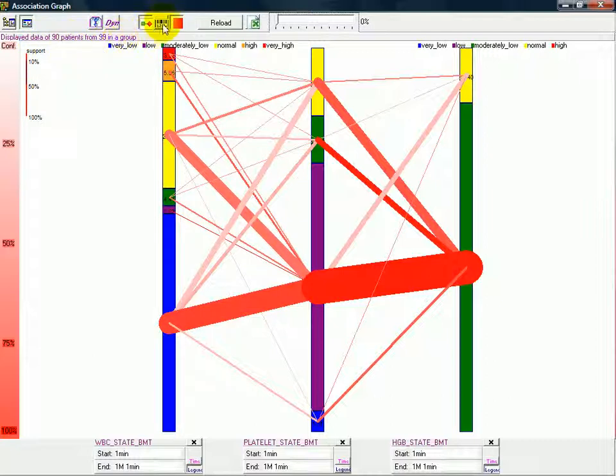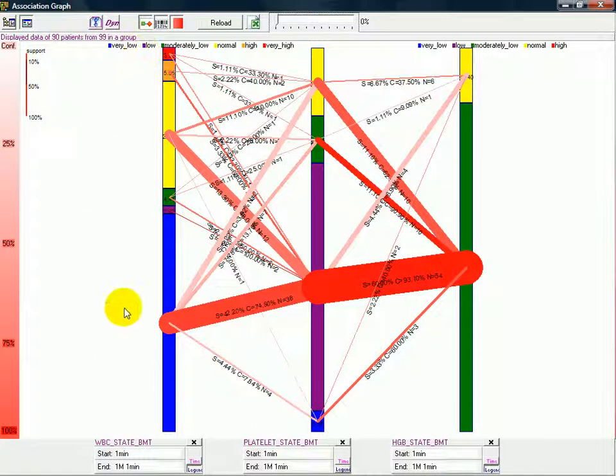In our example, the support for this case shows 42.2% of the patient population exhibits very low white blood cell state and also a low platelet state. The confidence of this is supported by a 74.5% confidence level.